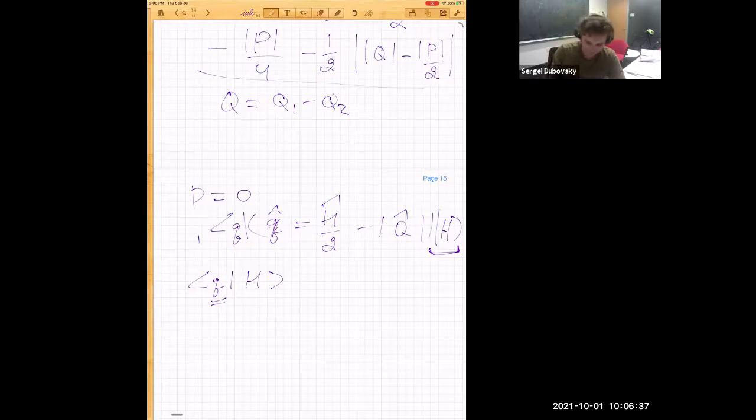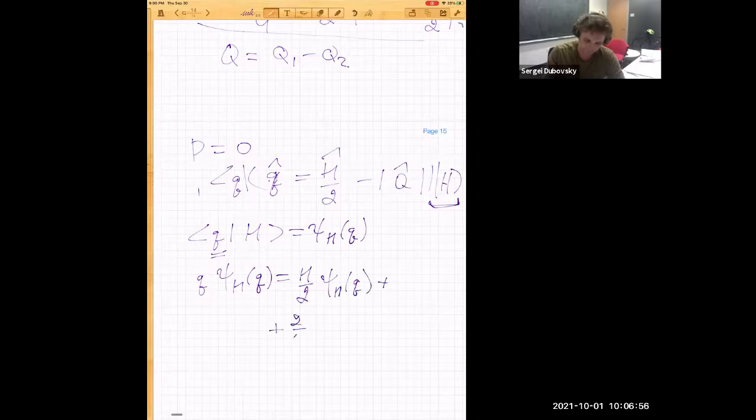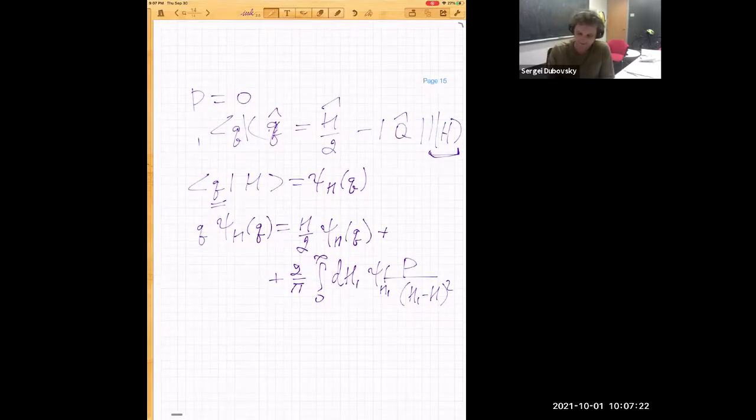So one needs to take this operator equation and take its matrix element. I'll write the result, and then I'll finish. If one calls this psi_H of q, then one gets this expression: H over 2 psi_H of q plus 2 over pi integral from 0 to infinity dH1 psi_H1 p of H1 minus H squared. It looks a little bit like the Schrödinger equation, but it's not a Schrödinger equation, because the Schrödinger equation is an equation for eigenvalues of the Hamiltonian.